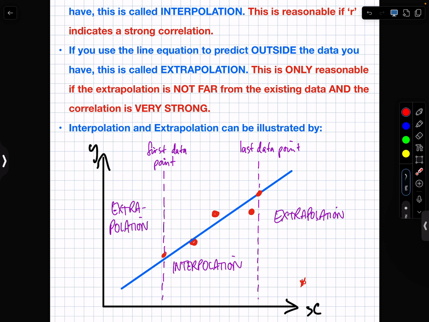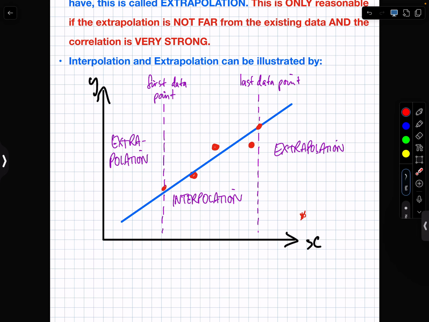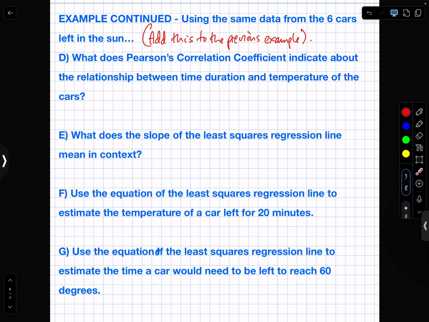Okay? So extrapolation is only going to be okay if it's not far from the existing data and if the correlation was very strong. So you're going to have questions in your exam that go, okay, we made this equation. Is it fair to predict out here? Yeah, only if it's close. Only if it's close and only if the relationship is really strong. Okay? So you've got that diagram to point out here. It's better that we continue the example.